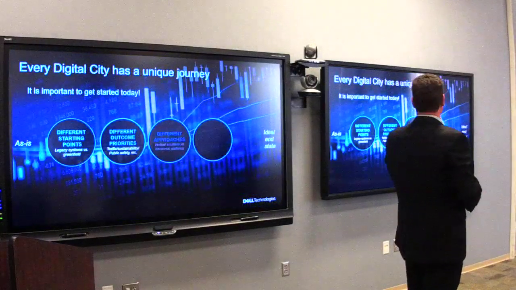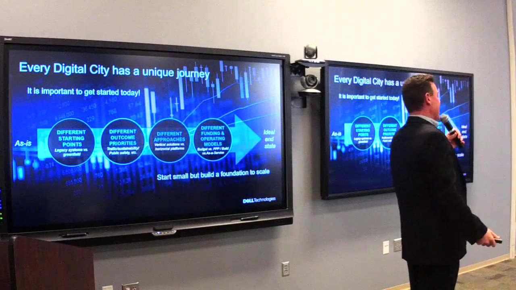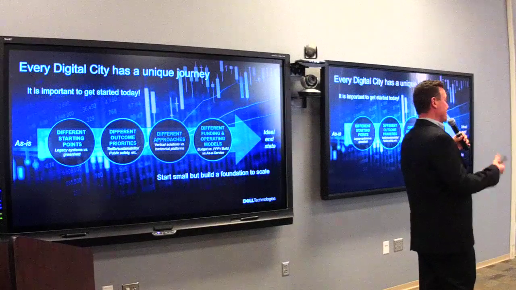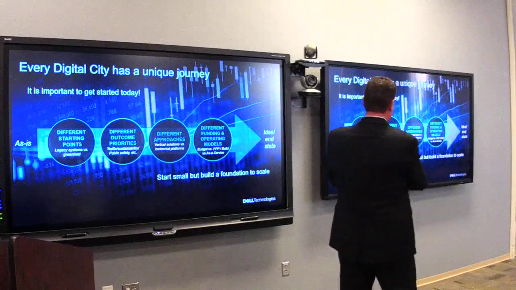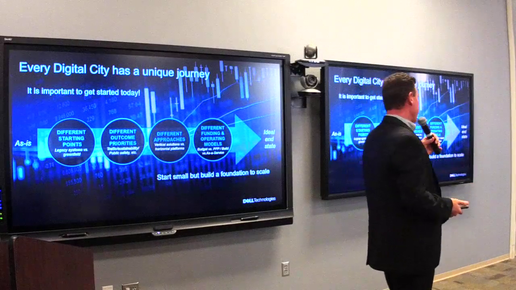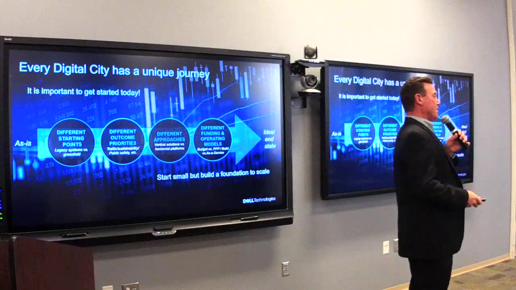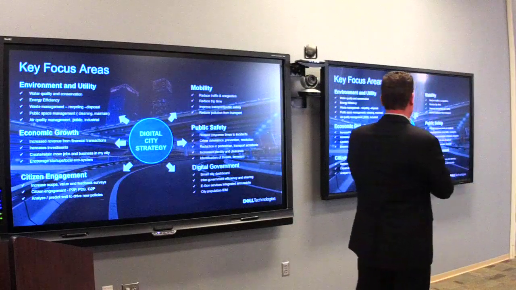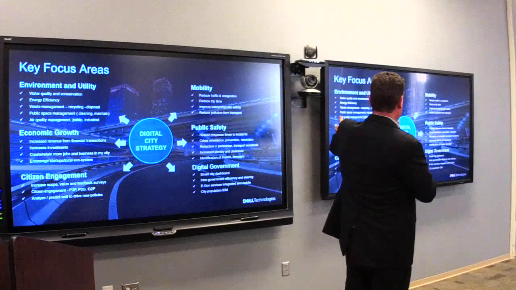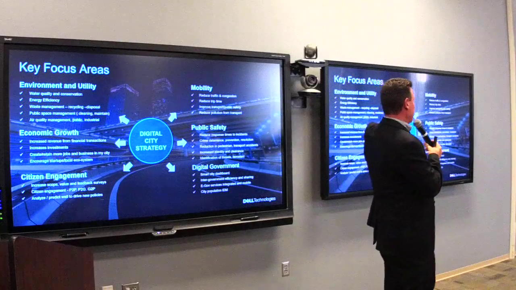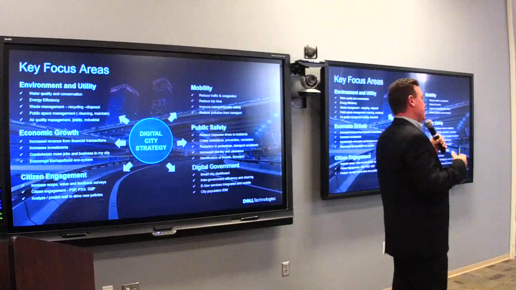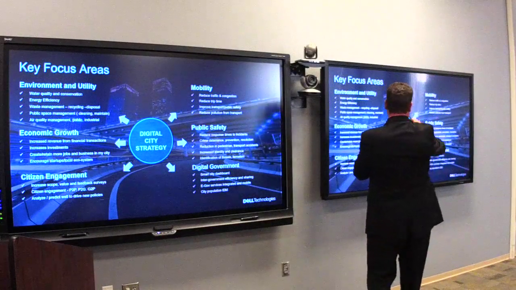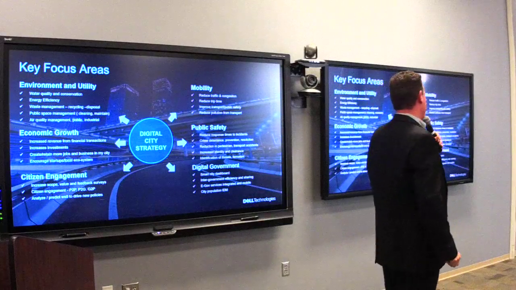Okay, wrapping up here. You guys probably have different challenges than New York and San Jose, but you do have challenges here, and things that technology can help you with. So different starting points, different outcomes, different priorities. So find a way to solve a specific problem. It could be in any of these different areas. If you look at environment and utility, economic growth, citizen engagement, mobility, public safety, digital government, all these areas of, I would say, smart city technology exist and should be put into a cohesive smart city strategy.